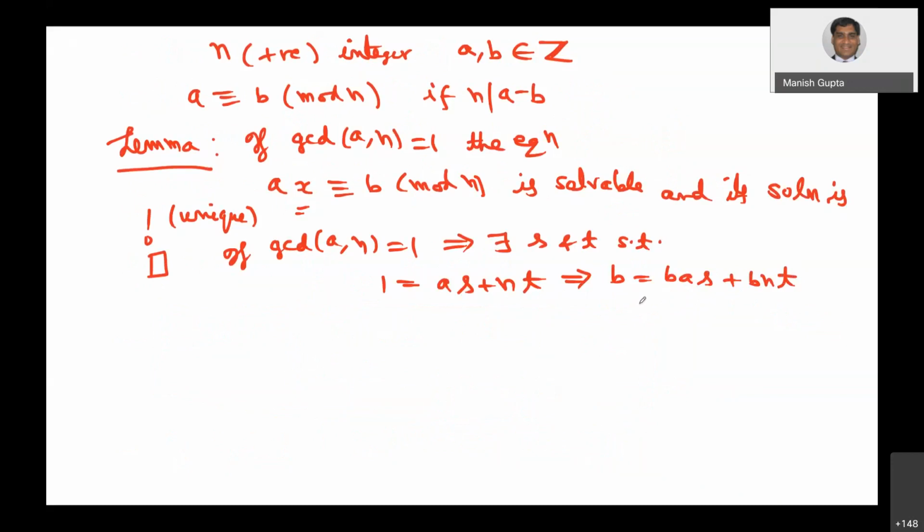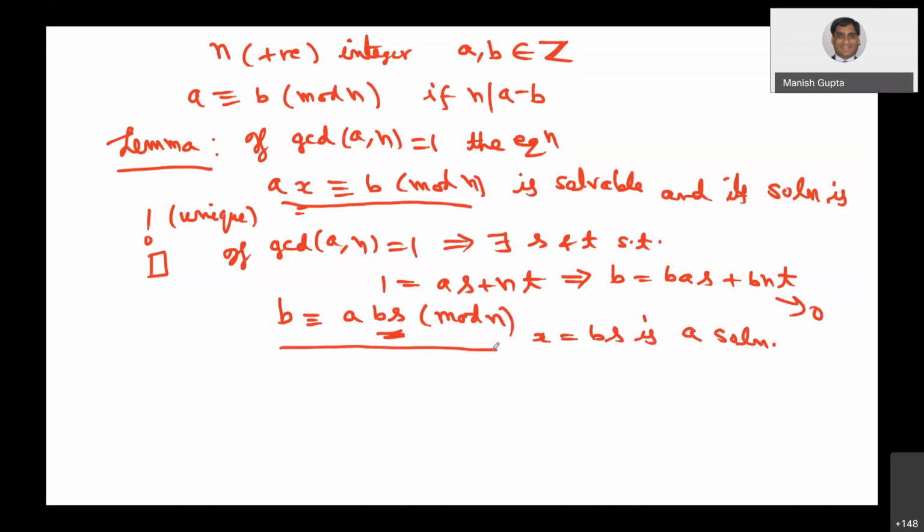Now if I take modulo n on both sides, I divide by n and look at the remainder. Obviously, we will get b is congruent to abs modulo n. Why? Because the bnt term will go to 0 when we reduce modulo n. And this shows that x equal to bs is a solution, because if you compare the two equations and substitute x equal to bs, we get the same thing.